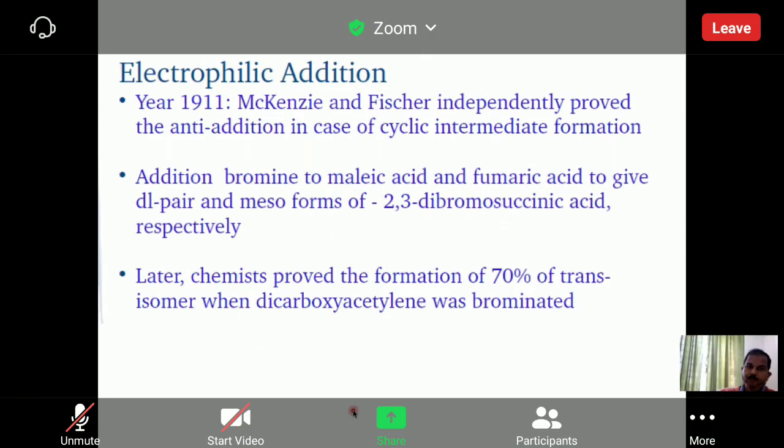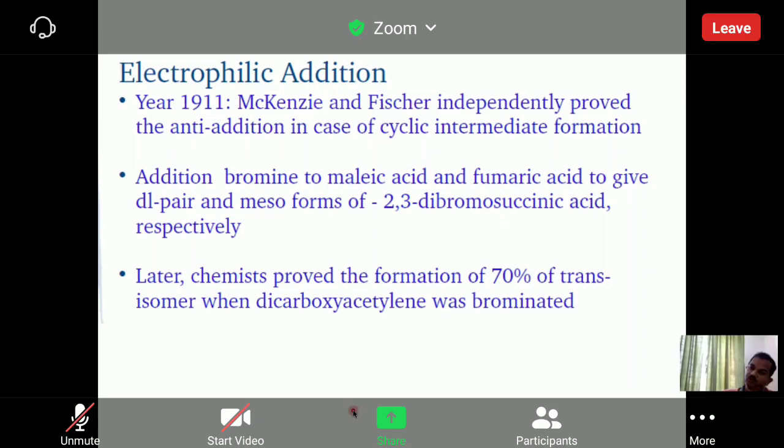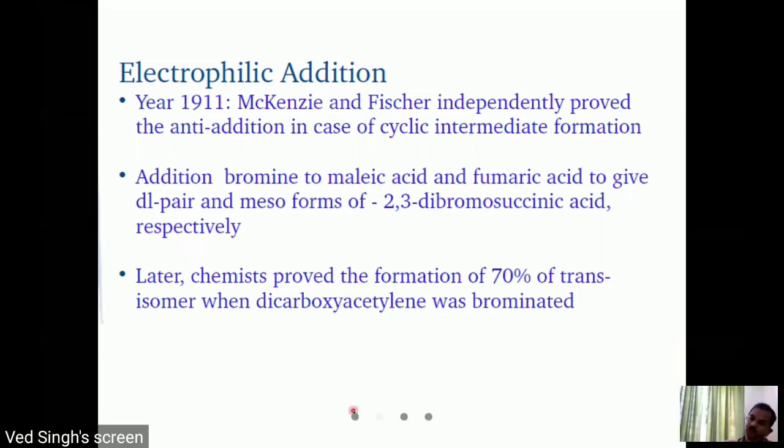This was first explained in 1911, by McKenzie and Fischer, in the case of cyclic intermediate formation. Addition of bromine to maleic acid and fumaric acid gives the DL pair and meso succinic acid respectively. So this was explained in the early 20th century. You can see that reaction here.